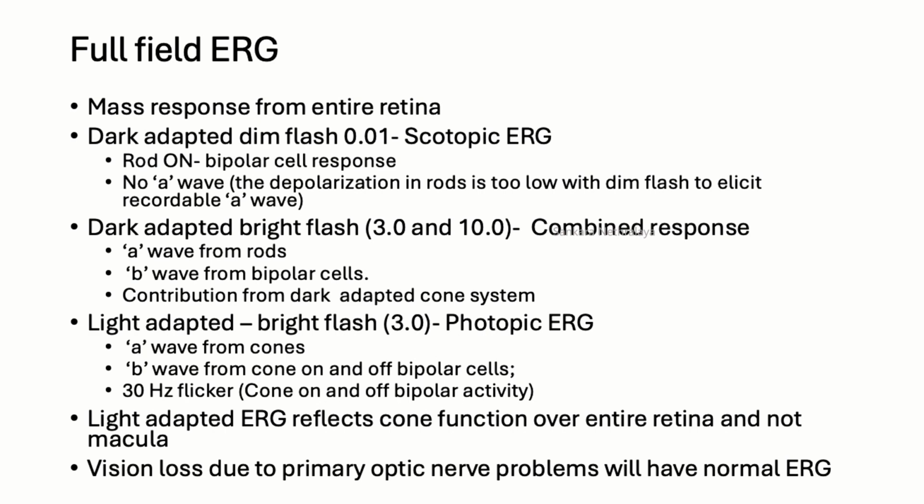So there you use, according to the ISCEV protocol, first a dark adapted dim flash, where the patient is dark adapted, and then use a dim flash which is 0.01, and that is called scotopic ERG. Now what does this dark adapted dim flash do? Here it suppresses all the cone response, because cones don't act much in dark adapted state.